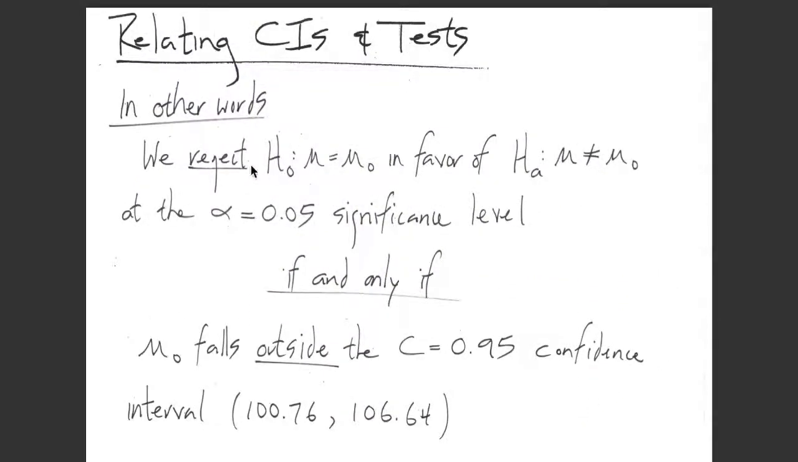So in other words, we're going to wind up rejecting the null hypothesis that mu equals some value mu0 in favor of the two-sided alternative at the 5% significance level if and only if that value in the null hypothesis falls outside the 95% confidence interval right here. That is a very interesting and informative result because it's relating the kind of values you'd reject in a significance test to the values that fall outside a confidence interval.